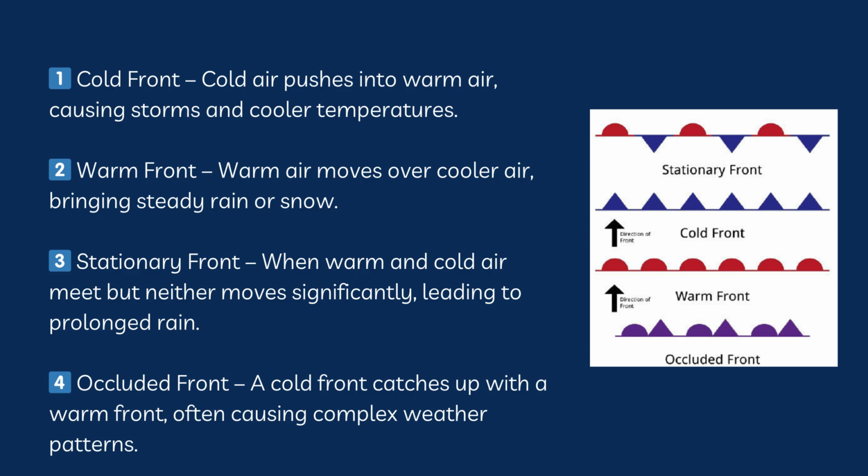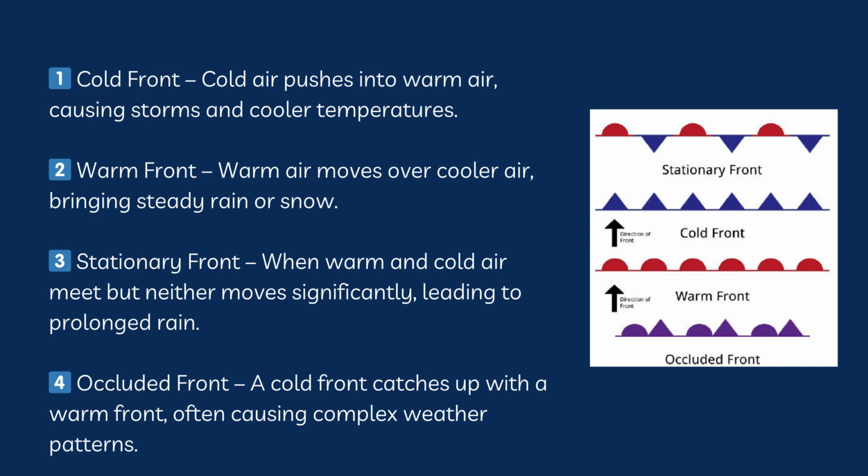Cold front is one type. Cold air pushes into warm air, causing storms and cooler temperatures. Warm front is another type of front. Warm air moves over cooler air, bringing steady rain or snow. Stationary front is another type. When warm and cold air meet but neither moves significantly, leading to prolonged rain.